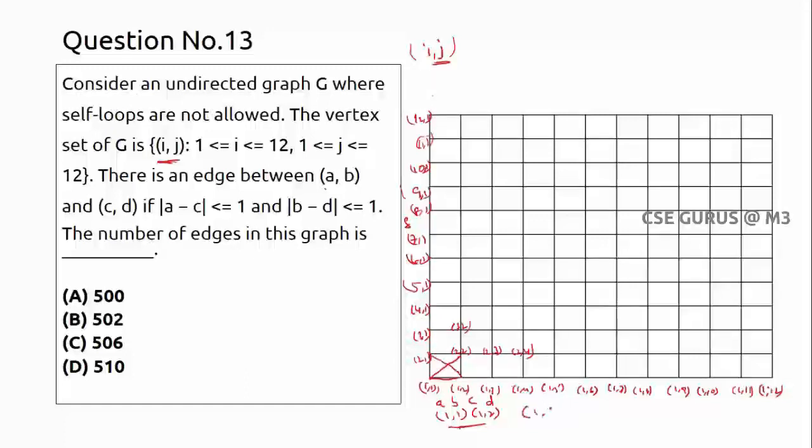But I cannot take 1 comma 1 and 1 comma 3 as an edge. Why? Because 1 minus 3 is exceeding. I cannot take 1 comma 1 and something like 5 comma 1 as an edge. Okay, that vertex difference is exceeding, right? So there are all the edges. That means indirectly I can say that, like this, all the edges you have. Now you have to find the total number of edges.